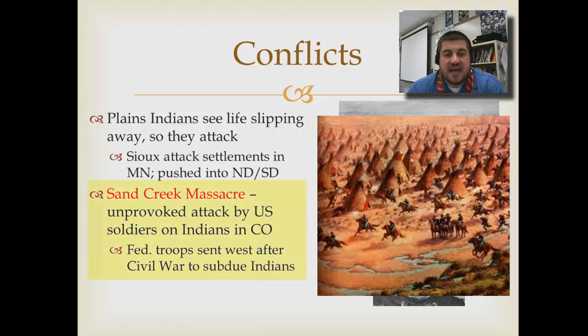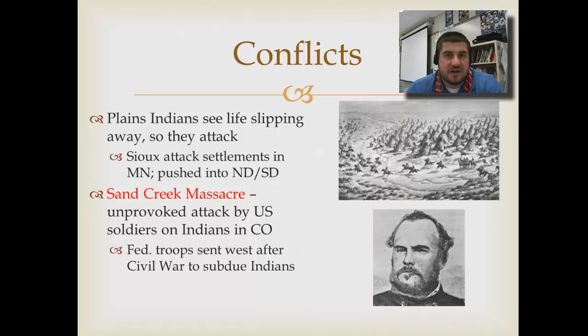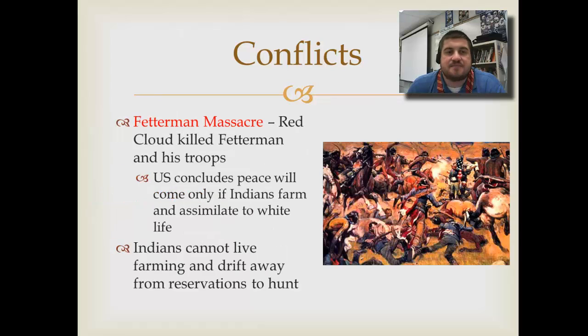Another major conflict was the Sand Creek Massacre. And this was an unprovoked attack by John Chivington and his troops on Indians in Colorado. I believe they were actually raising an American flag as a sign of friendship, and the U.S. soldiers just attacked them and killed all of them, women and children too. And after that, federal troops were sent west after the Civil War to subdue Indians and their attacks on whites.